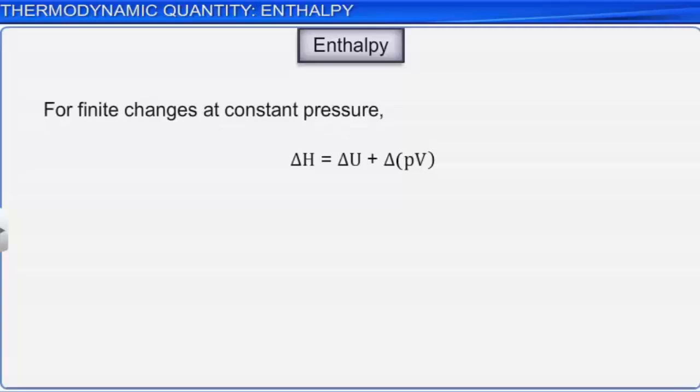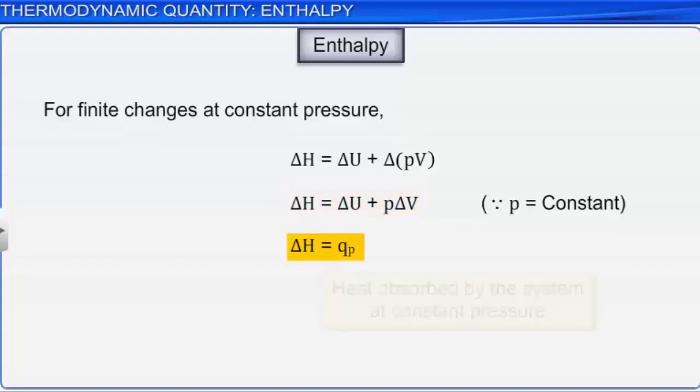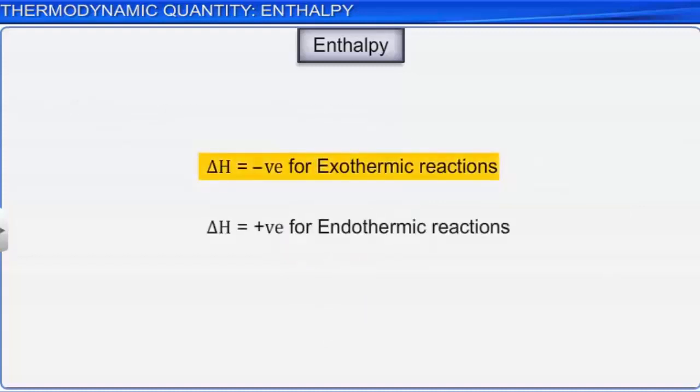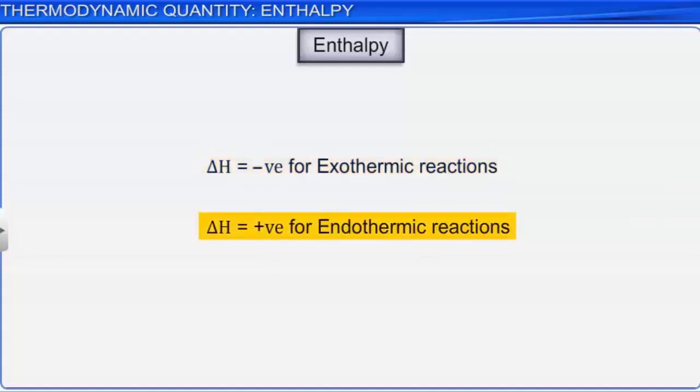For finite changes at constant pressure, we can write the equation as delta H is equal to delta U plus delta PV. Since P is constant, we can write as delta H is equal to delta U plus P delta V. Remember that delta H is equal to Q_P, the heat absorbed by the system at constant pressure. Delta H is negative for exothermic reactions and positive for endothermic reactions.